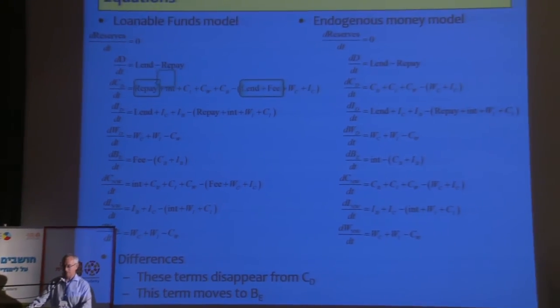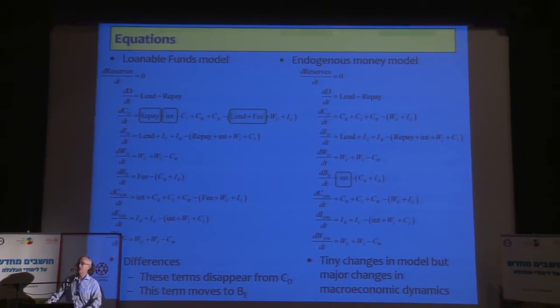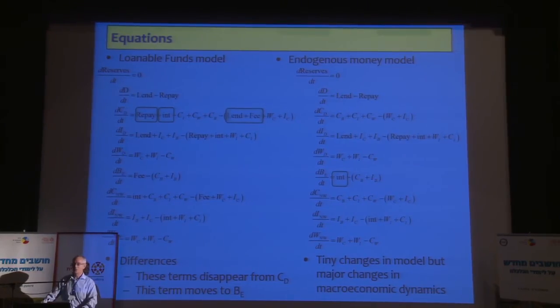Now, again, one thing that neoclassicals often throw at critics is you just don't know enough mathematics. Yeah, that's the equations for the loanable funds. That's the equations for endogenous money. They're just showing you there are equations behind this stuff, okay? And all that's happened really is that these terms, repayment and lending and the fee, have disappeared from the consumer deposits argument, and the interest payment has moved over to the banking. So it's not a large structural change, but it's a huge change in the nature of the world. And realism is an essential part of seeing that.